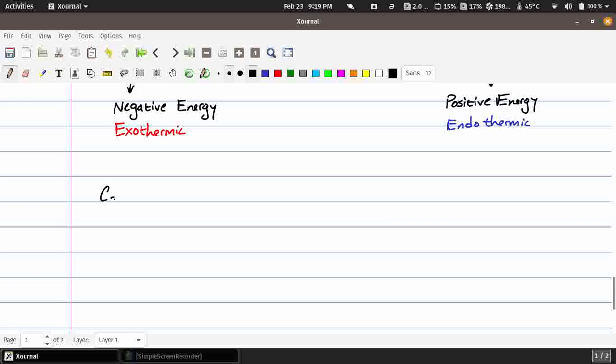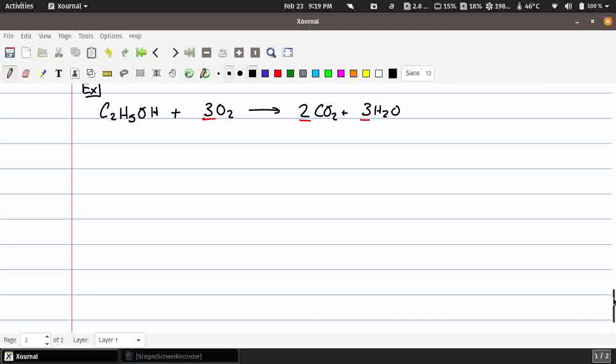Alright, so let's write the reaction down first. So this is for ethanol. I'm going to write example. Okay, so we have this. I'm going to write it balanced already because you already did it. 2CO2 plus 3H2O. Okay, so here's our values, your coefficients right here. Alright, so we have our balanced reaction. Let's write this table down real quick.